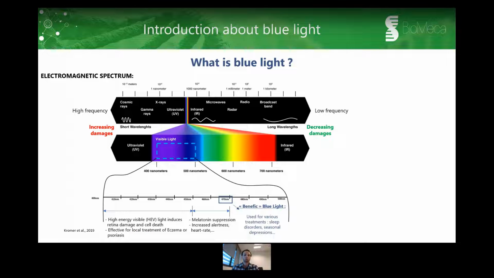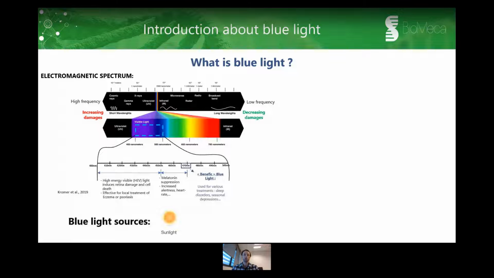The second part of the blue light is known to participate to the suppression or to a delayed production of the melatonin, which is the sleep hormone, and this can lead to an increase in alertness or an increase of heart rate. The last part of the blue light spectrum is classified as beneficial blue light, as it is already used in various treatments in the case of sleep disorders or seasonal depressions.